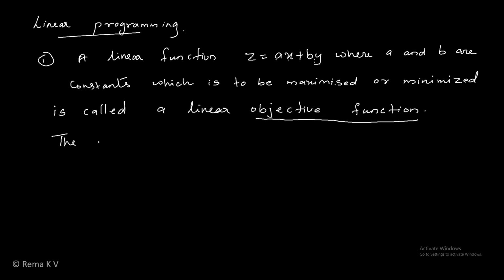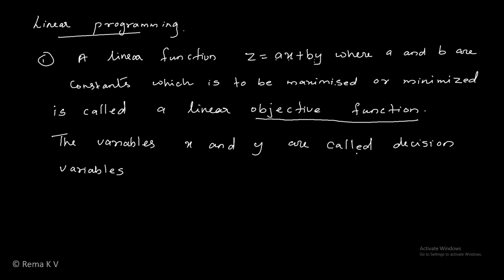The variables x and y are called decision variables. This is the second term. The variables involved in this objective function, the variables which make the objective function, are known as decision variables.